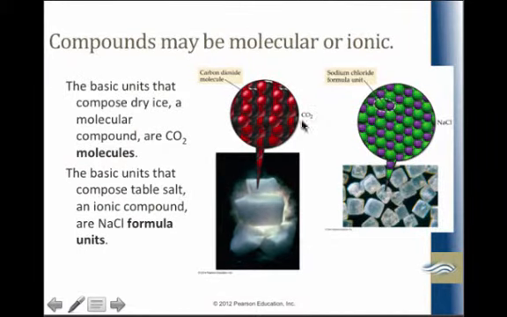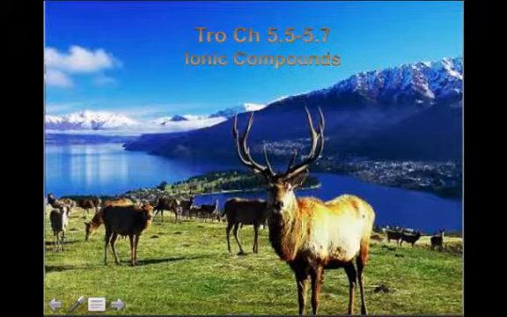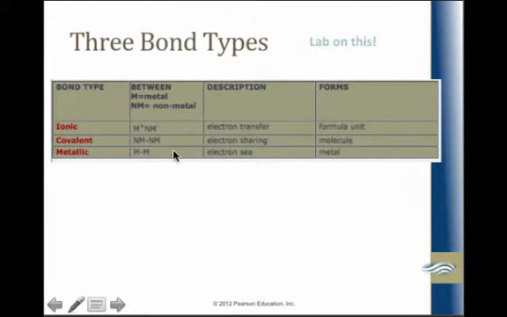Alright, let's look at compounds. Compounds may be either molecular, when they share electrons, or ionic, when the electrons are transferred. Now moving into ionic compounds and how we write them and name them. What is an ionic compound?